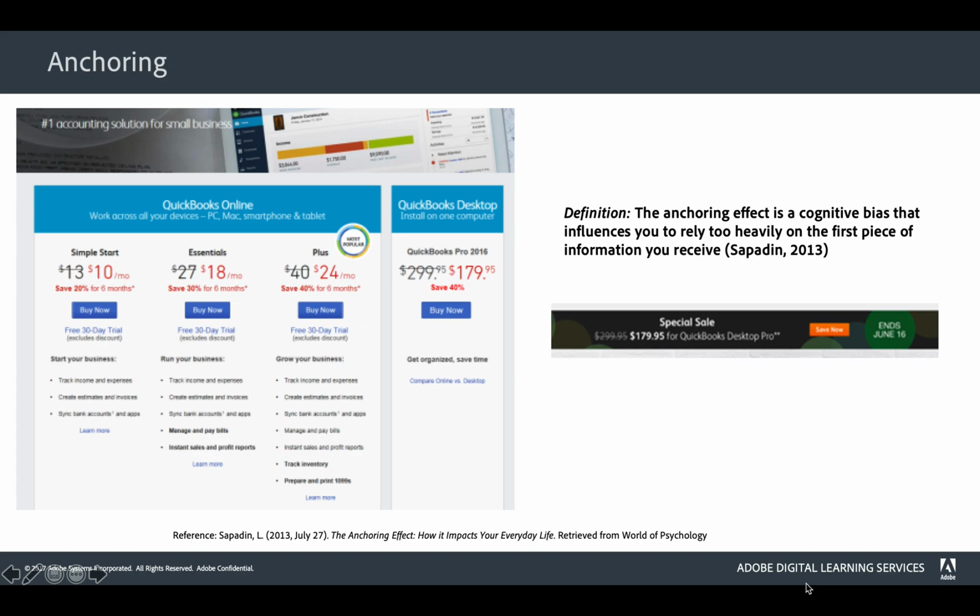that looks like Microsoft is really saying, hey, 13, no 10, $27, no 18, $40, no 24. So they're anchoring the red price to the other price. And so you go, wow, okay, I can really tell that this one, the 40 to 24, that's the biggest difference, and that's really where QuickBooks is trying to drive people, to go to that higher package.